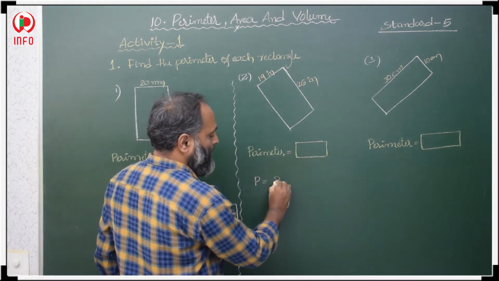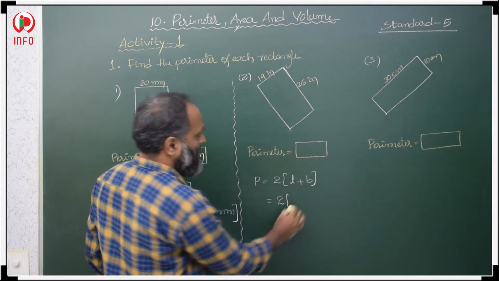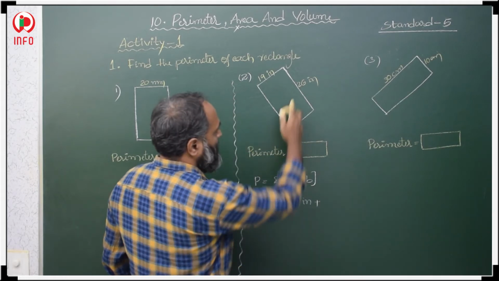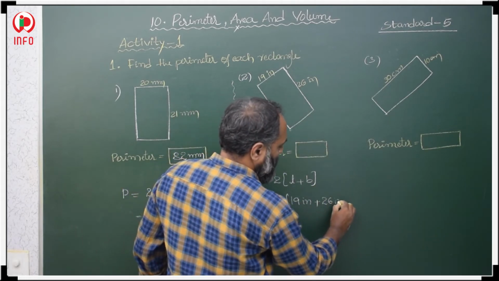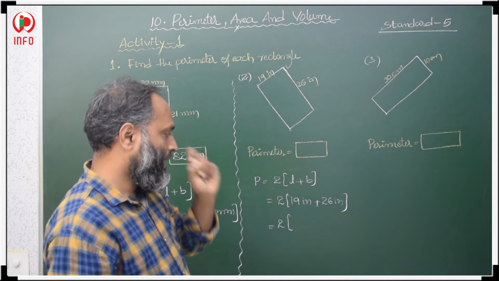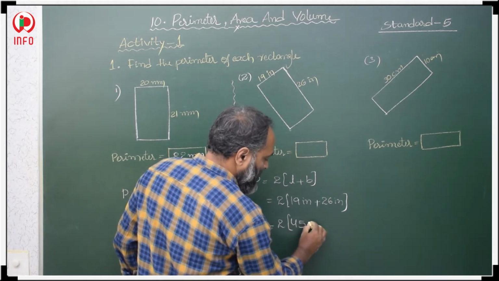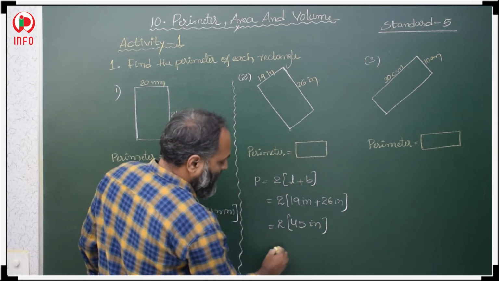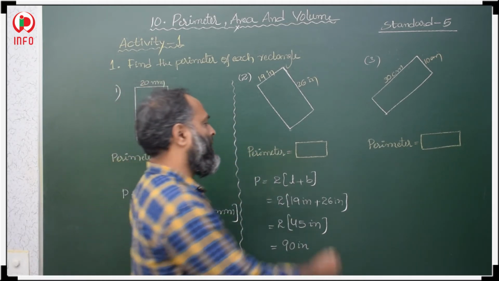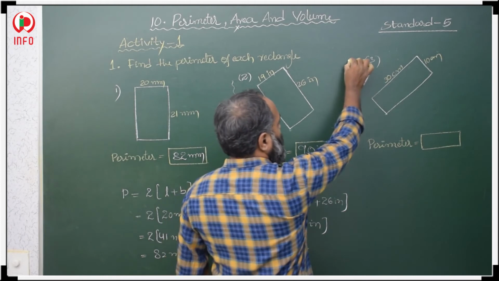Perimeter is equal to the formula 2 into length plus breadth. 2 into, what is the length here? Length is 19 inches plus breadth is 26 inches. Then 2 into 19 plus 26. 19 plus 26, how much? 45 inches. 2 45s are 90 inches. Then what is the perimeter here? 90 inches. Okay, this is the second rectangle perimeter.